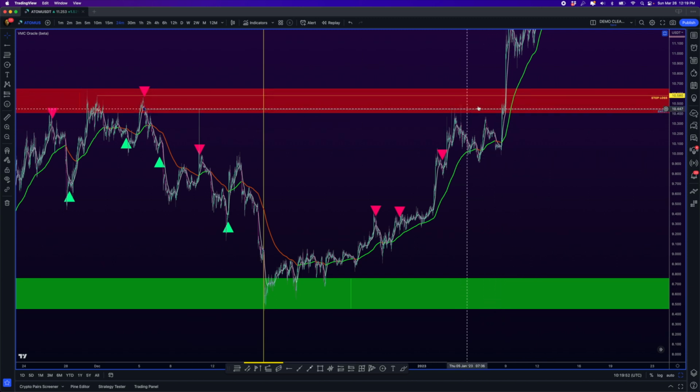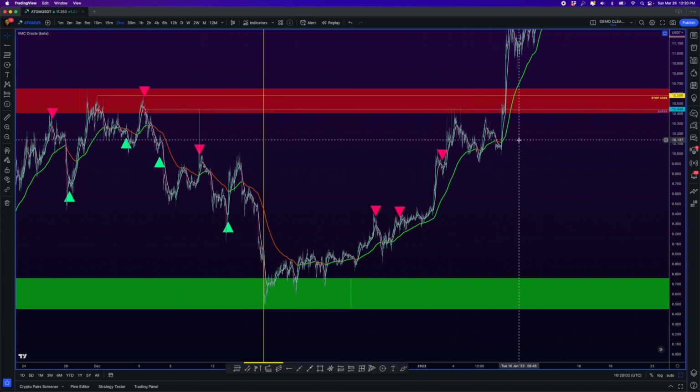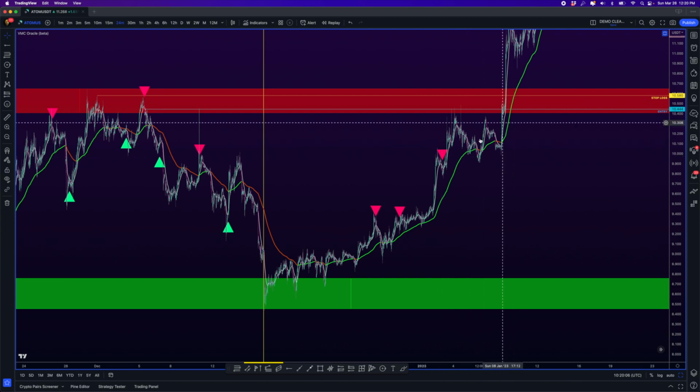You definitely want to lose this area at the bare minimum. You want to lose this resistance area. So I mean, come back down, acceptance back into this, in the center of this area. So this is the top, this is the bottom. Get back inside of here before you would take a short. Of course, you would be looking for an Oracle signal.